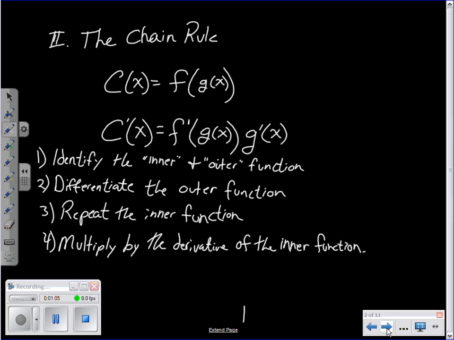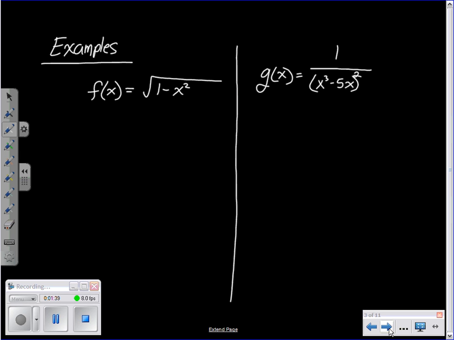So what does the chain rule actually say? Let's take our arbitrary function c of x equals f of g of x. The way that we're going to find the derivative of this, we label c prime of x as the derivative, and that's equal to f prime of g of x, and then we're going to multiply by the derivative g prime of x. So essentially what we're doing is we need to identify the inner and outer function. In this case, f is on the outside, g is on the inside. I'm going to take the derivative of the outer function, I'm going to repeat the inner function exactly like it's stated, and then multiply by the derivative of the inner function.